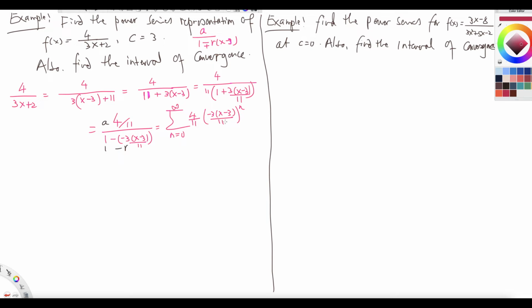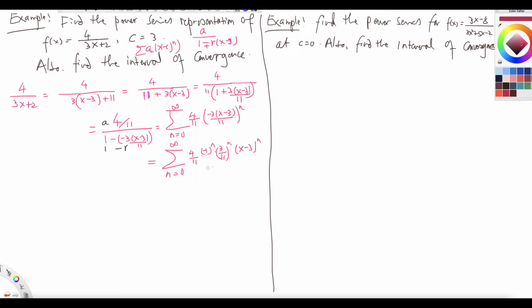Okay, guys. So how do you write that one? If you want to simplify, you can write this as the sum from n equals 0 through infinity of 4 over 11 times negative 1 to the n times 3 over 11 to the n as well. You see that? And then times x minus 3 to the n, because I wanted to write a geometric series representation, because the power series representation will be the summation of a n times x minus c to the n in that format.